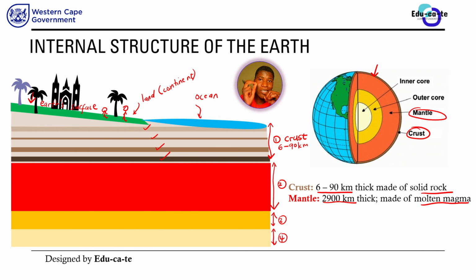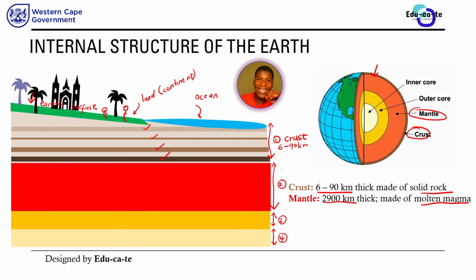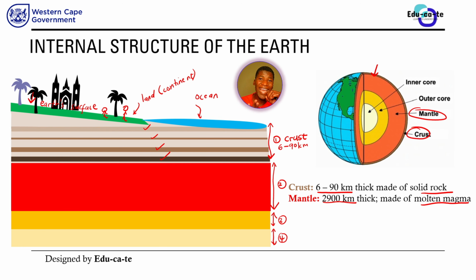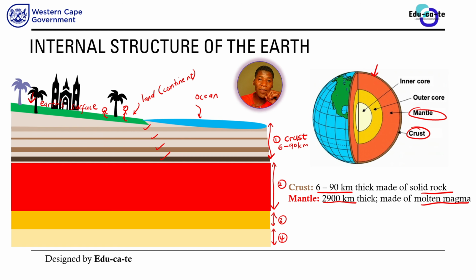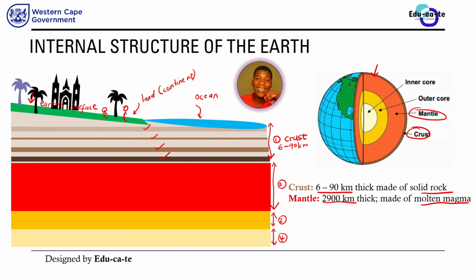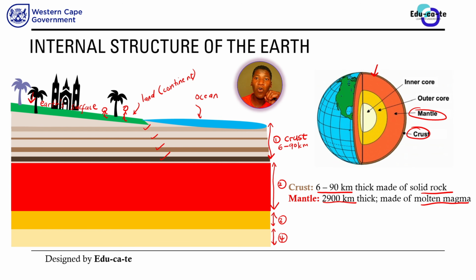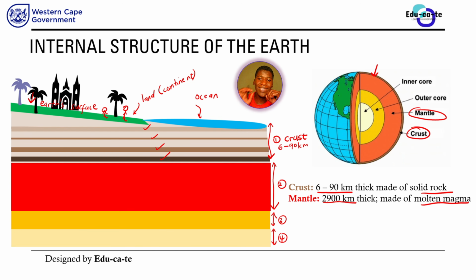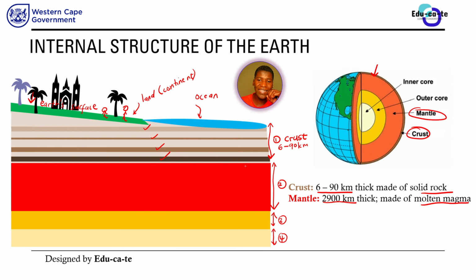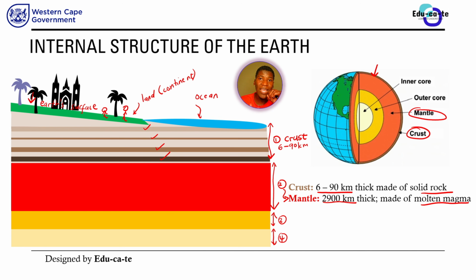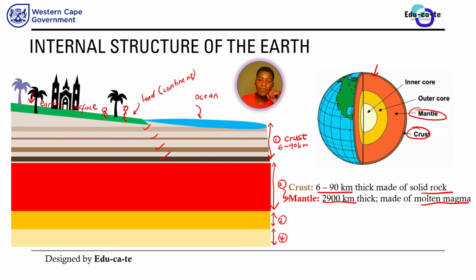So basically, rocks are solids when they are here at the earth's crust, but deep underground, the rocks are actually liquids. And that liquid that makes up the rocks is known as molten magma. So this mantle, this layer after the crust, which is 2,900 kilometers thick, consists of a liquid that is known as molten magma.